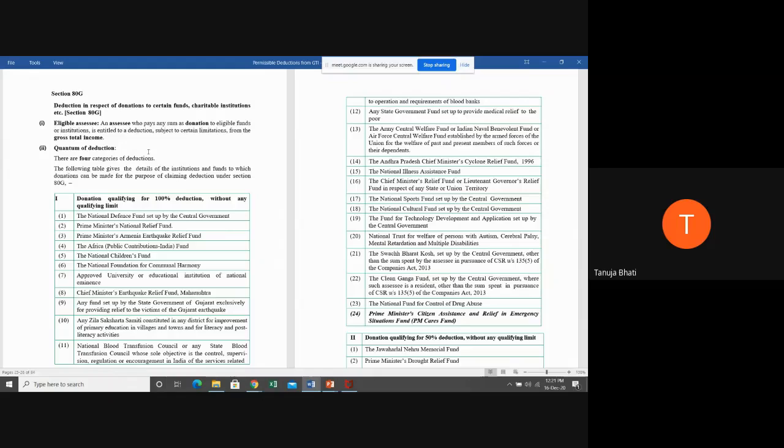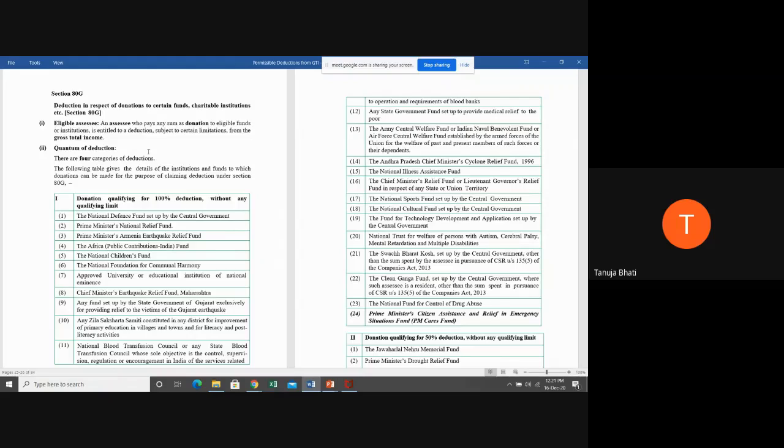So remember, under 80G, you have 4 classes. One is 100% deduction you will be getting if you are donating to the specified funds. I'll read out the funds. Second class is 50% deduction only that you will get, without any limit. So whatever donation you are making, only 50% of that donation you will be getting as a deduction without any maximum limit.